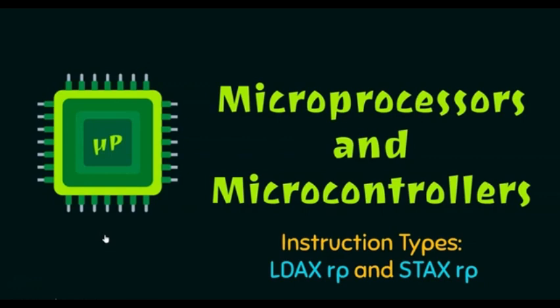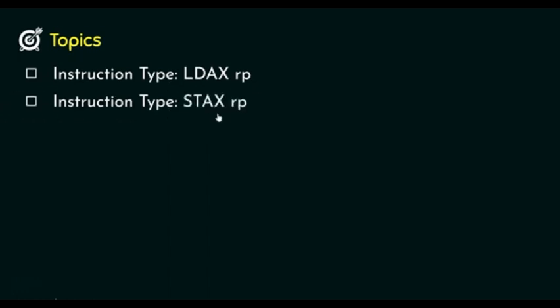Anyway, from this session onwards, we will resume our journey of learning the data transfer group of instructions. Well, to be precise, whatever is remaining of that. So in this session, we are going to learn about the instruction types LDAX RP and STAX RP. So without any further ado, let's get to learning. Today, at first we will learn about the instruction type LDAX RP, and thereafter the instruction type STAX RP. So let's begin with the first instruction type, that is LDAX RP.